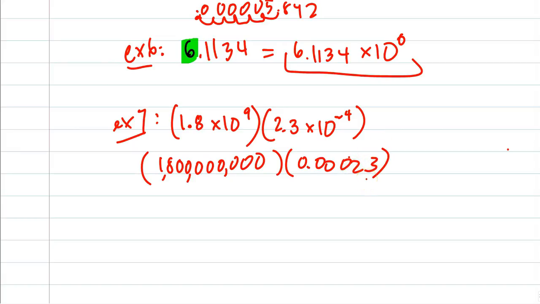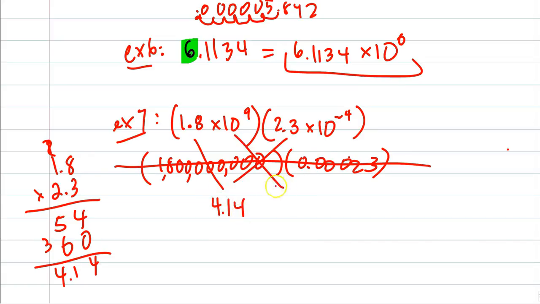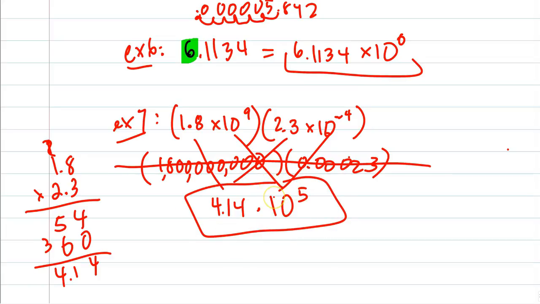Now you can do that and then put your answer in scientific notation. Or what I would do is I would multiply the 1.8 with the 2.3. What is 1.8 times 2.3? I could even do that without a calculator. Four, 1, 4. So we have 4.14, and then I have times 10 to the 9th times 10 to the 4th. I can use our exponent rules and make that 10 to the 5th. So I was able to multiply those two numbers pretty quickly without a calculator. And so that's one of the benefits of this.